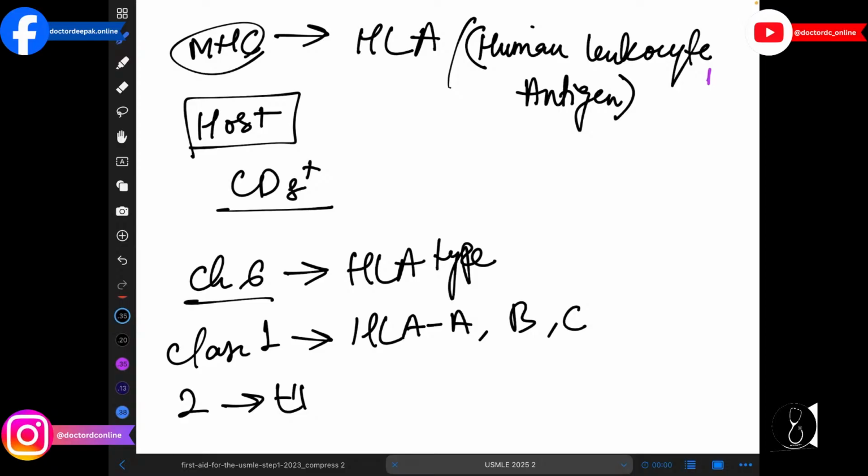It is not like there are only 3 to 4 HLA. Each HLA antigen type has more than 50 important subtypes, numbered like, for example, HLA A has HLA A1, HLA A2, HLA A3, and so on. If the types do not match, then it will go for rejection.